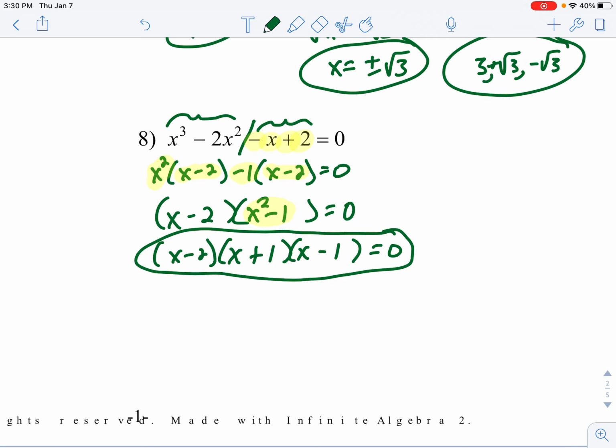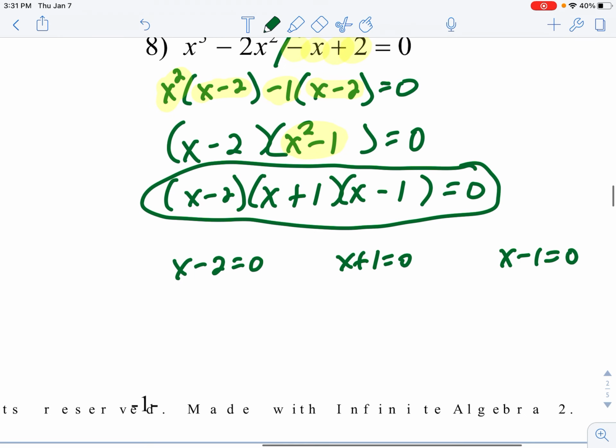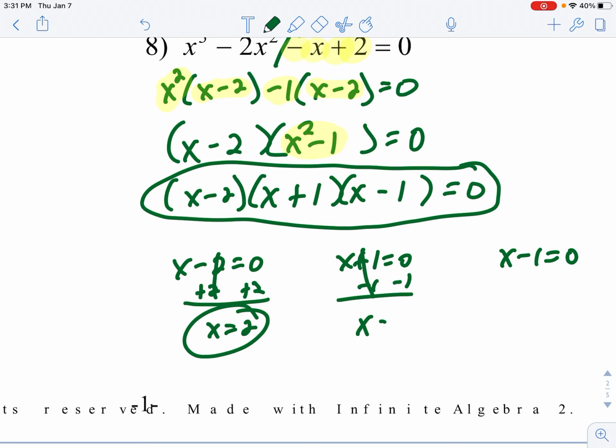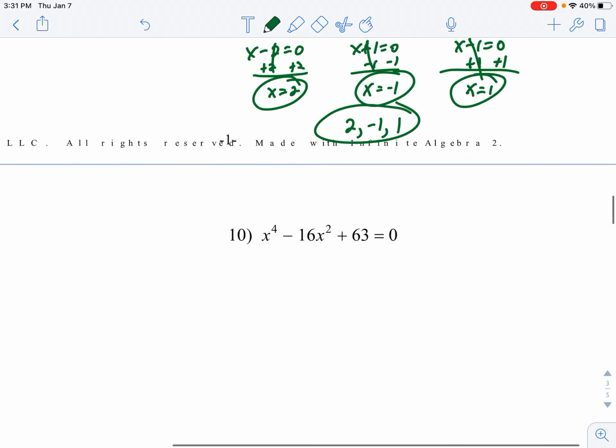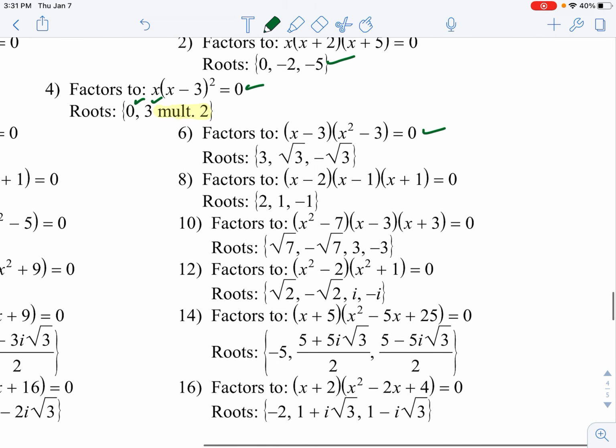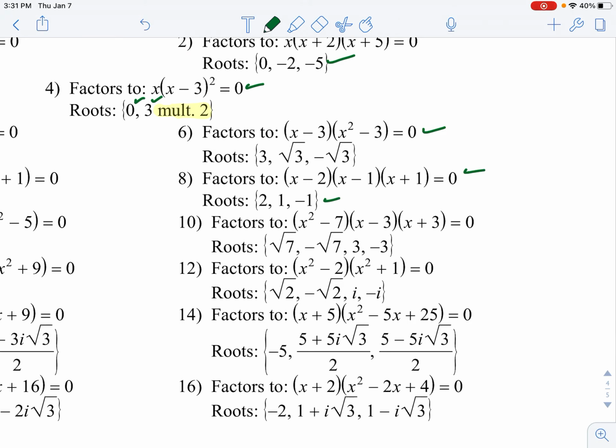To find the roots or the solutions, you set each factor equal to 0 and then solve them. And it's pretty simple here. We're going to add 2, x equals 2, minus 1, x equals negative 1, plus 1, x equals positive 1. Or they'll probably write the answer 2, comma, negative 1, comma, positive 1. All right, let's check number 8 and see. Yep, there we go.